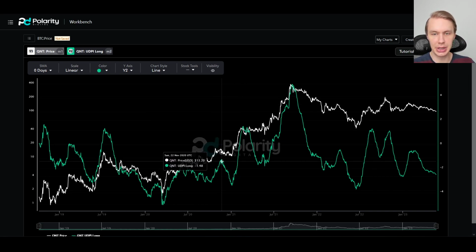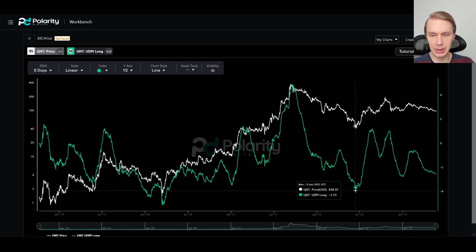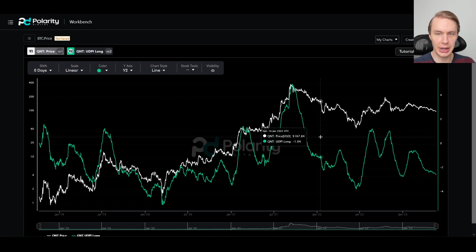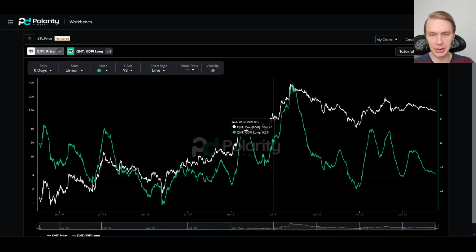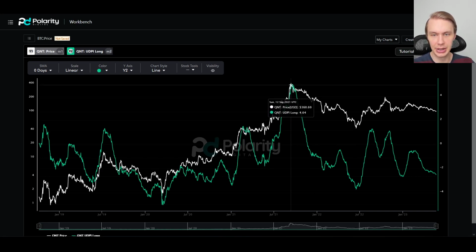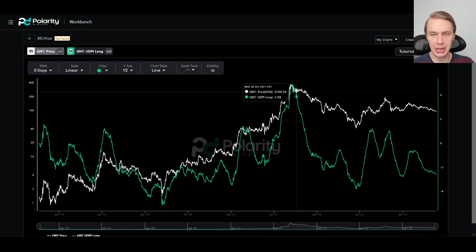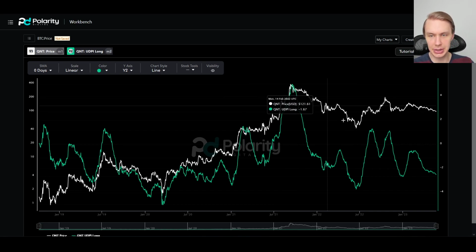So this model is a risk model. So higher levels mean higher risk, lower levels mean lower risk. It ranges from -5 to 5. And so you can see that at the top here in September of 21, we got all the way up to basically the top of the range here for the long-term EDPI, maximum risk. Then indeed we ended up going into the bear market.